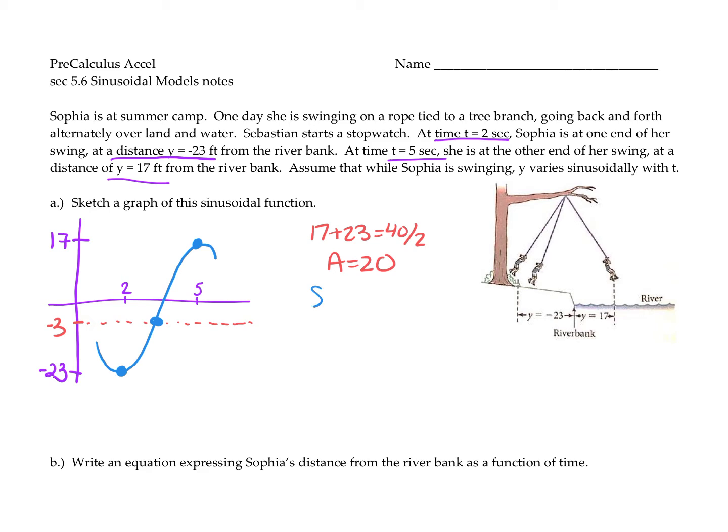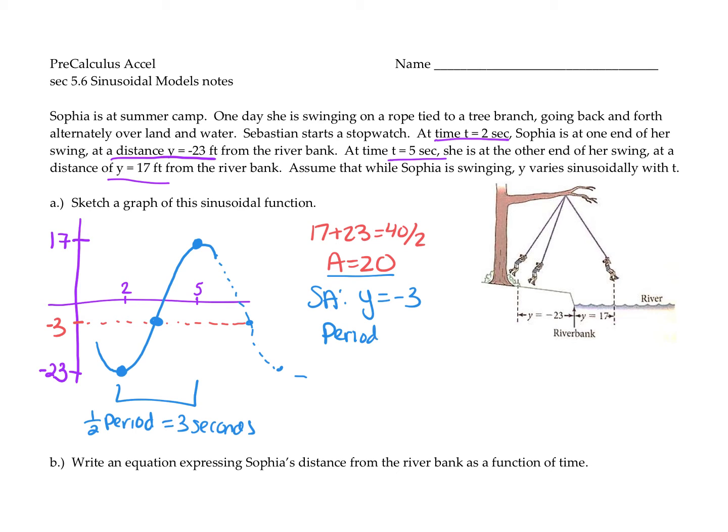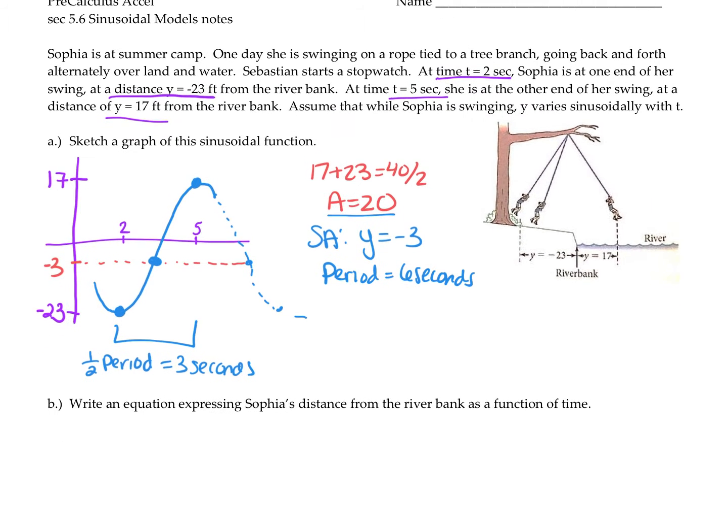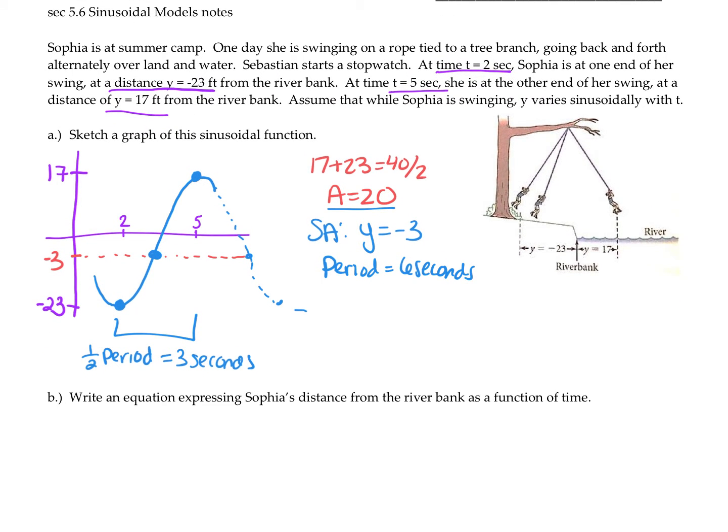So what are some of the things I know? My sinusoidal axis is at y equals negative 3. We said my amplitude is 20. All right, let's figure out what the period is. I know that this would keep going like this, and so I'd have 2 more points. So this is only half the period, and half my period is 3 seconds. That means my full period would be 6 seconds. We're going to need this to help us in part B when we write the equation.